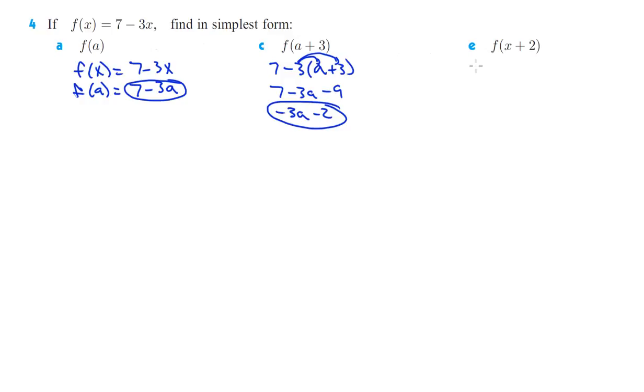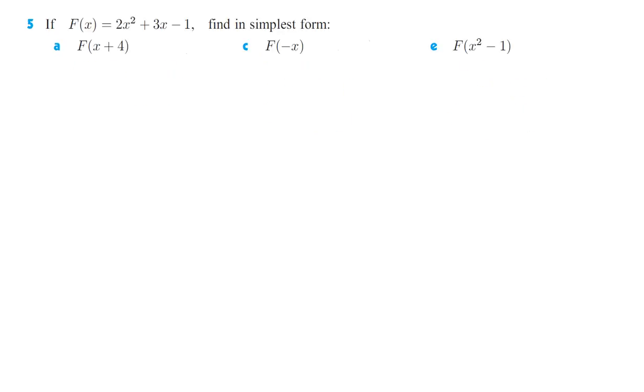Okay, this one here, 7 minus 3 times x plus 2. Distribute the negative 3 through to both of those again, right? So 7 minus 3x, negative 3 times 2 is negative 6. So we get negative 3x, and we got 7 minus 6 is plus 1 there. All right, so let's see, number 5 here.